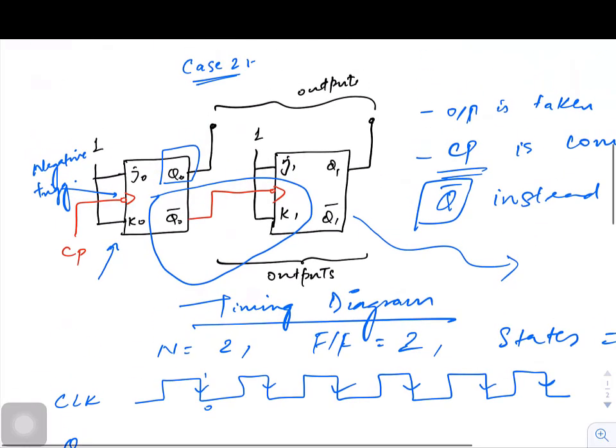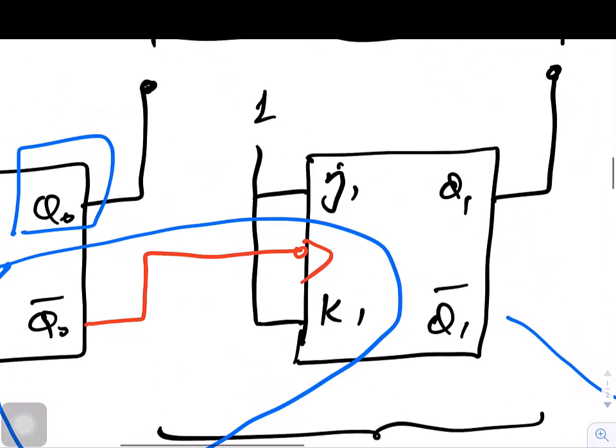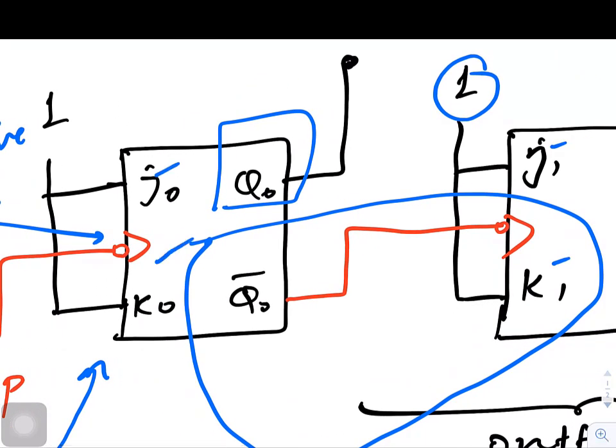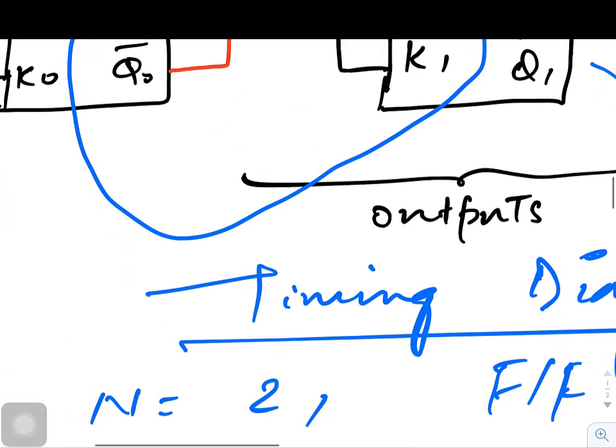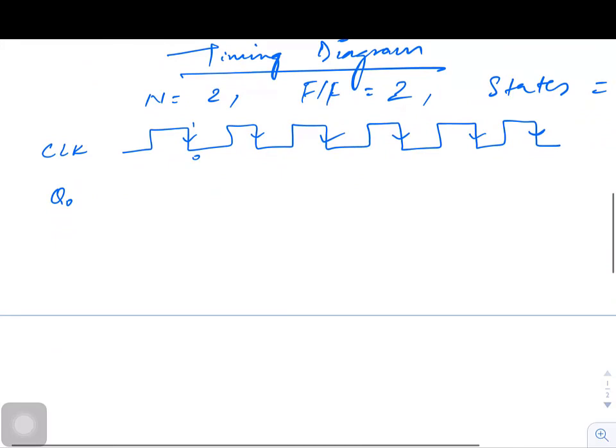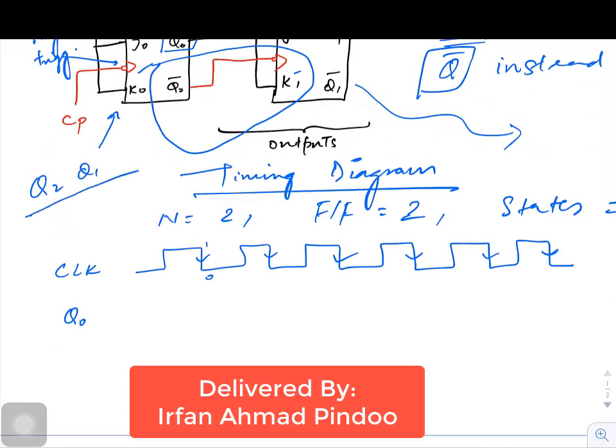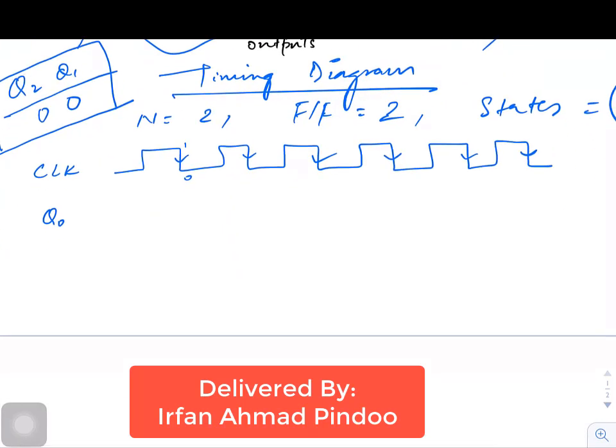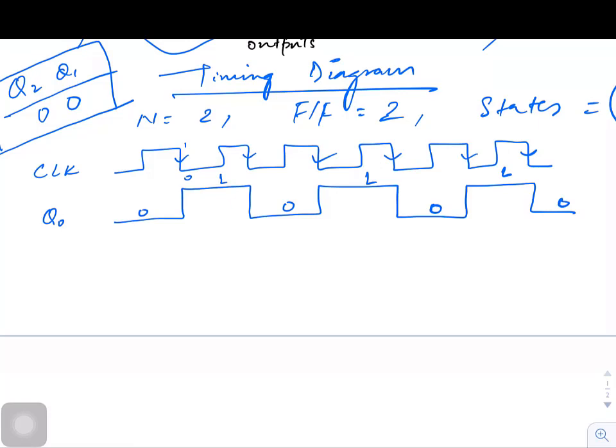We have to toggle, because if we see our J and K, it is connected to 1. Similarly here, J and K is connected to 1. So we are basically in a toggle mode. We need to toggle the output, and initially we are assuming that the flip-flops were reset, they were initially 0. So from 0 you move to 1, then to 0, to 1. I am toggling from 0 to 1, 1 to 0, 0 to 1, 1 to 0, and so on.